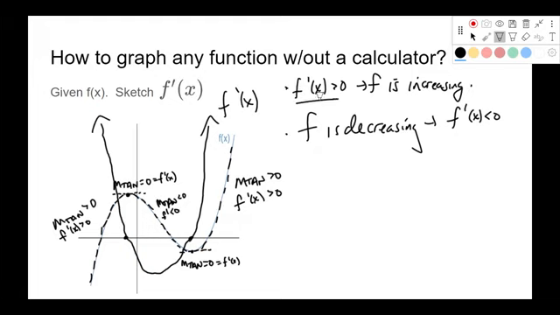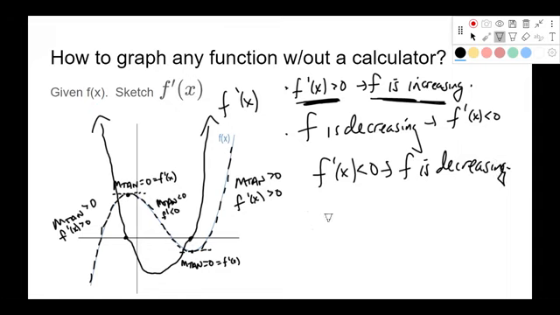We know that if the derivative's value, y value, is positive, then the function's value, f, is increasing. And vice versa here, we know that if the derivative, the y value, is negative, then that's going to mean that f is decreasing.